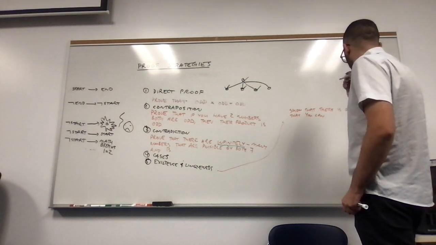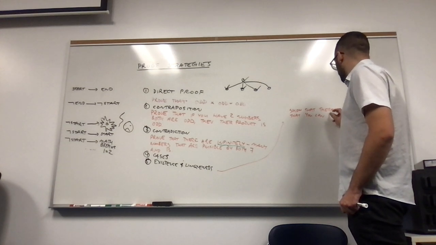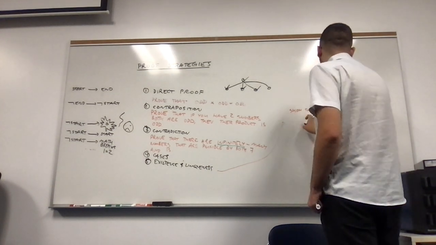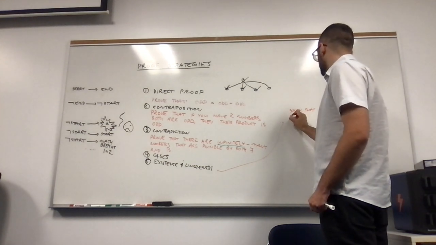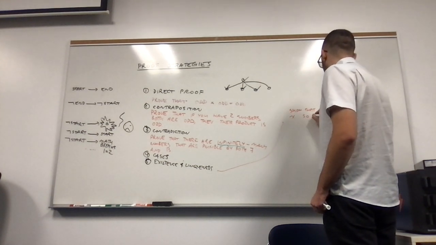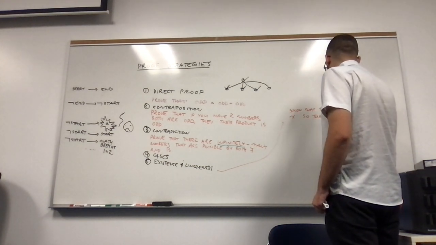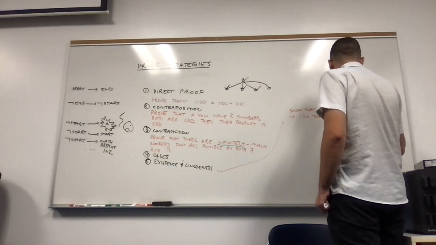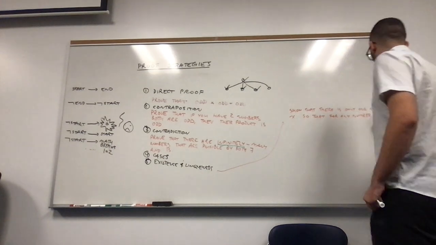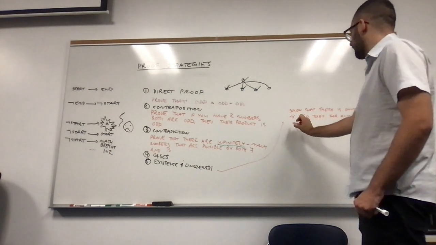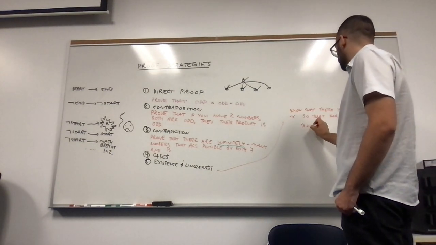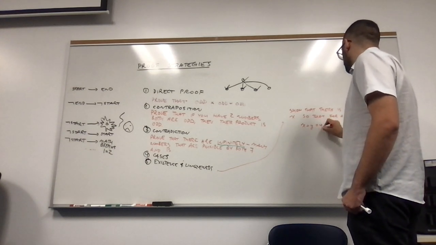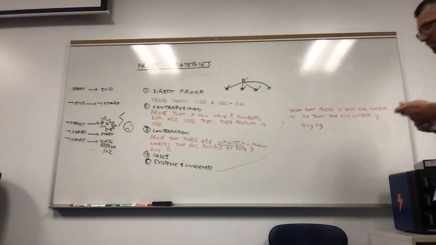How do I do this? I'm going to rewrite this. Show that there's only one number x, so that for any number y, x plus y equals y. So how do we do this?